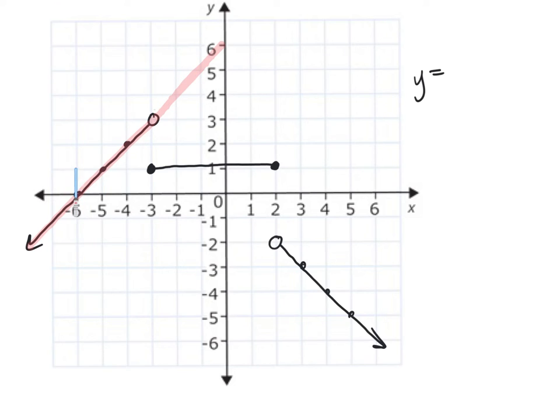What am I rising and running? 1 over 1. So we're going to say y equals 1x, or just x. Y equals x. What's my y-intercept? 6. Great. There's that equation.